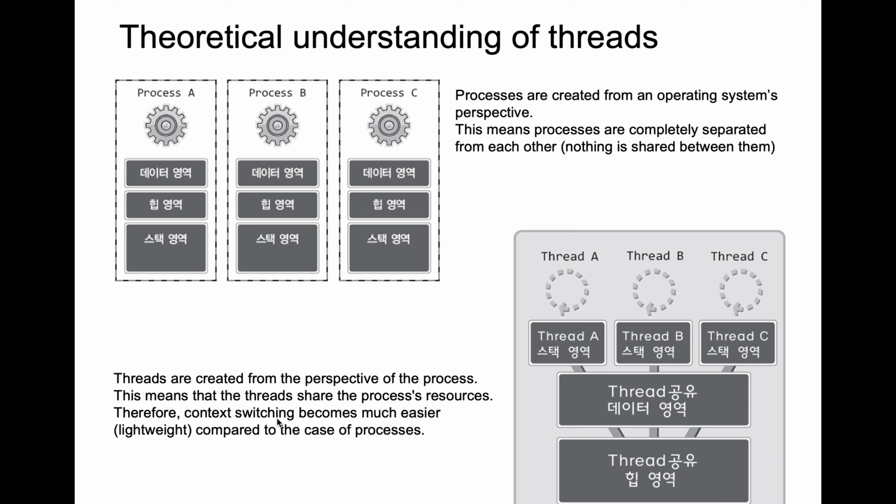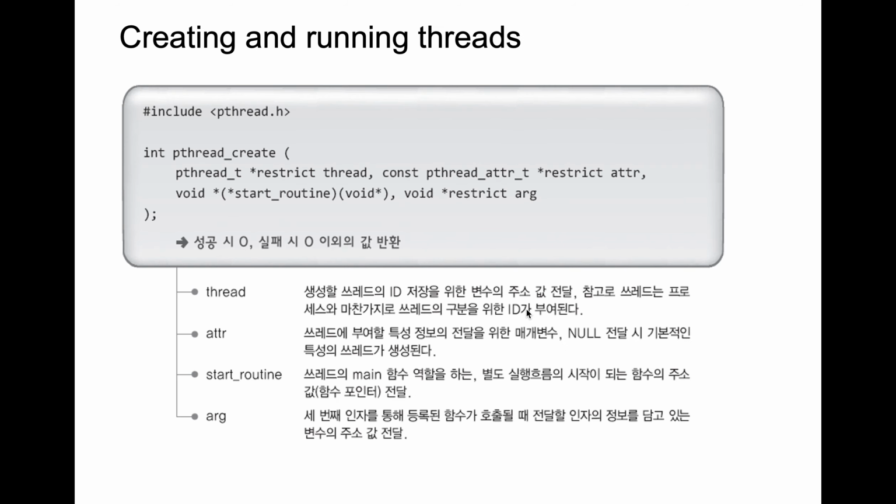Therefore, the context switching becomes much easier compared to the case of processes, because smaller context, smaller resources are being switched from the perspective of the CPU. The CPU is not switching the big processes; it's switching the small, lightweight contexts. So therefore the performance will be much better, and that's how the data is shared between the threads.